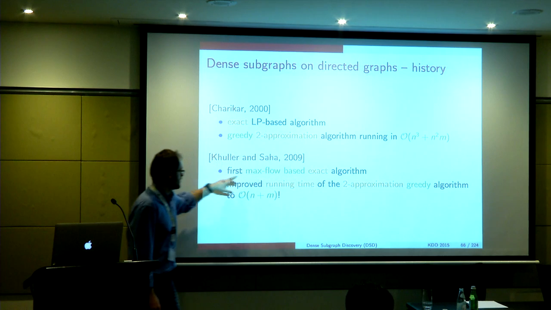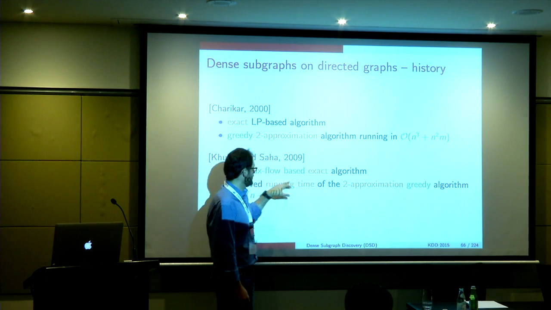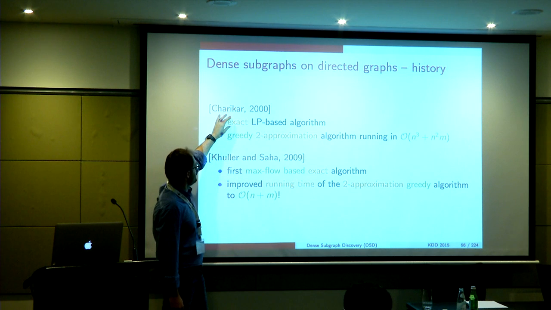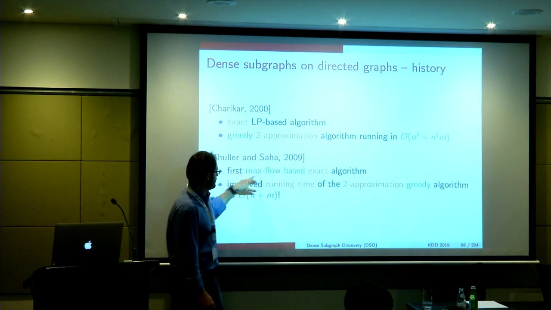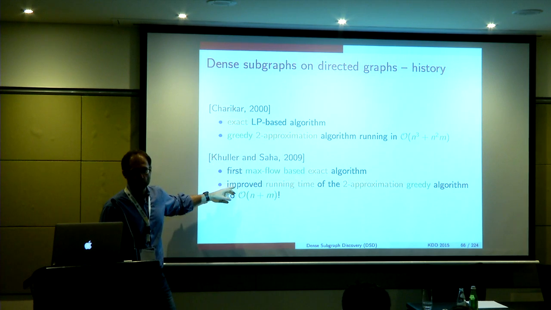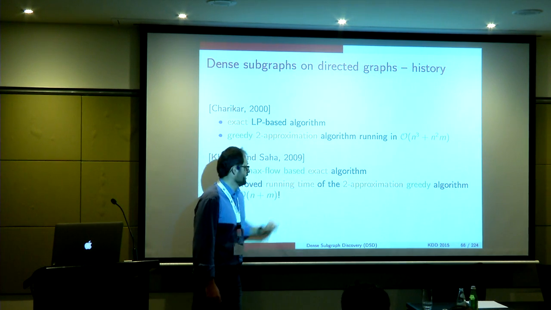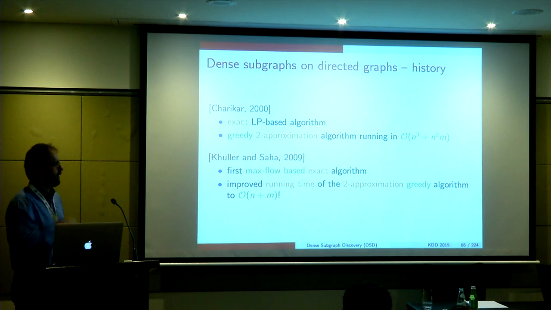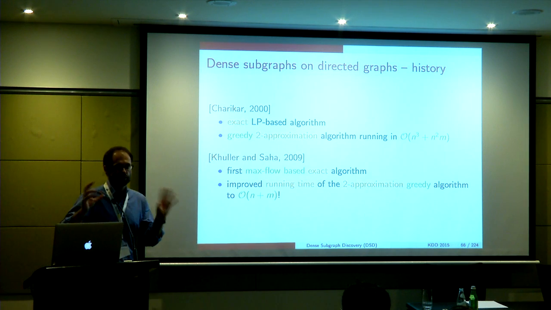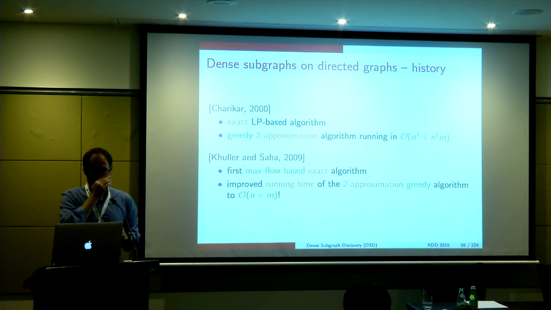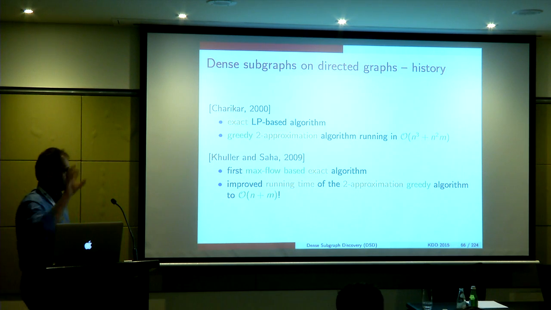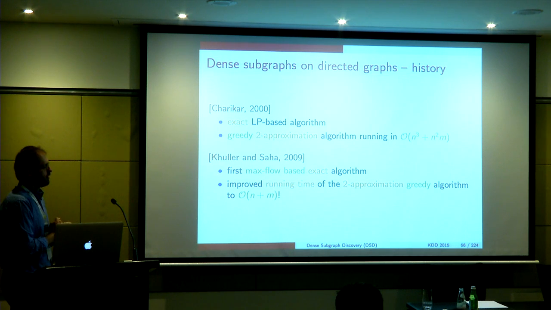And then this was later improved. First of all, the LP was improved, and Kuller and Saha provided the exact algorithm, which is based on max flow instead of LP, so it's much easier to implement. And also they improved the running time of the greedy, so they did not have n squared calls to the greedy, but they managed to do it with one call to the greedy. And the greedy is very similar to the one I said before. So you have your set, you remove vertices with minimum degree until you are left with an empty graph, and then you select the densest subgraph out of all the subgraphs you have generated.